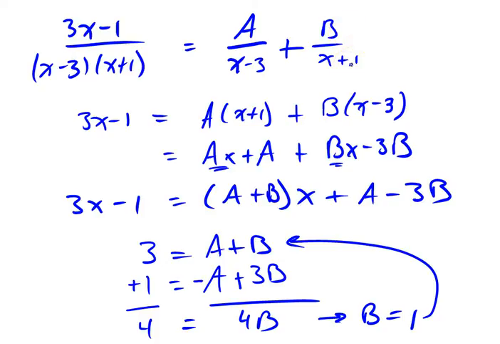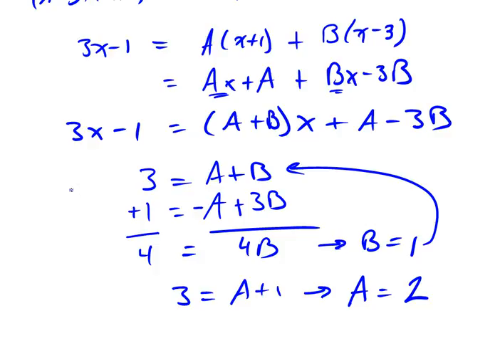Either way is fine. You plug in values of x to get various equations with a and b in it, or you multiply everything out and then you collect like terms. You'll have to match the coefficients on the left side with the coefficients on the right side.